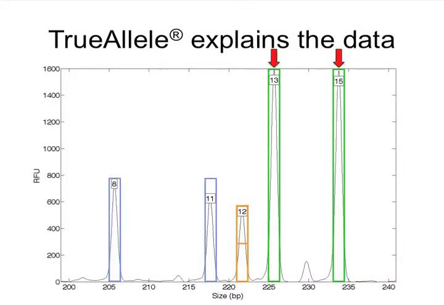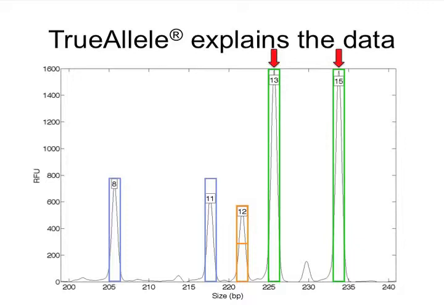So that's where the TrueAllele genotype method comes in. This uses probabilistic genotype modeling, and what it's going to do is at each locus, it's going to try out hundreds of possibilities and then apply these different models to the data and assess how well the fit is.